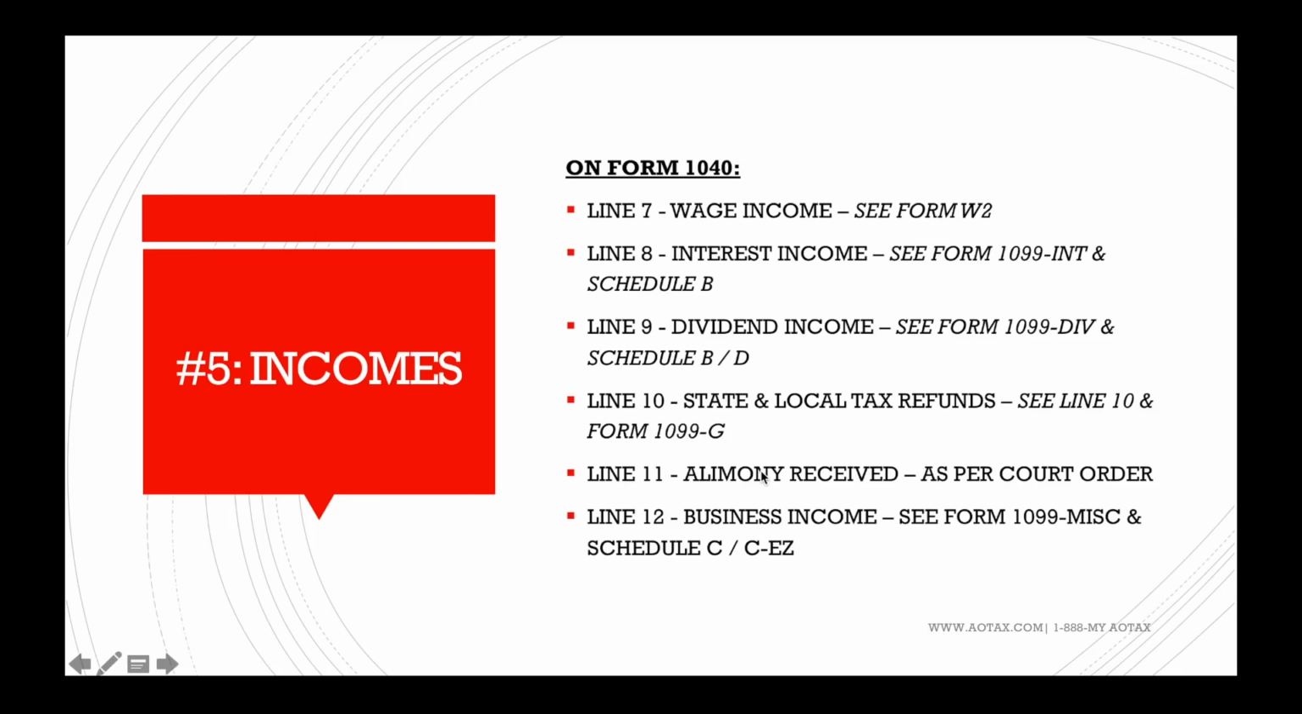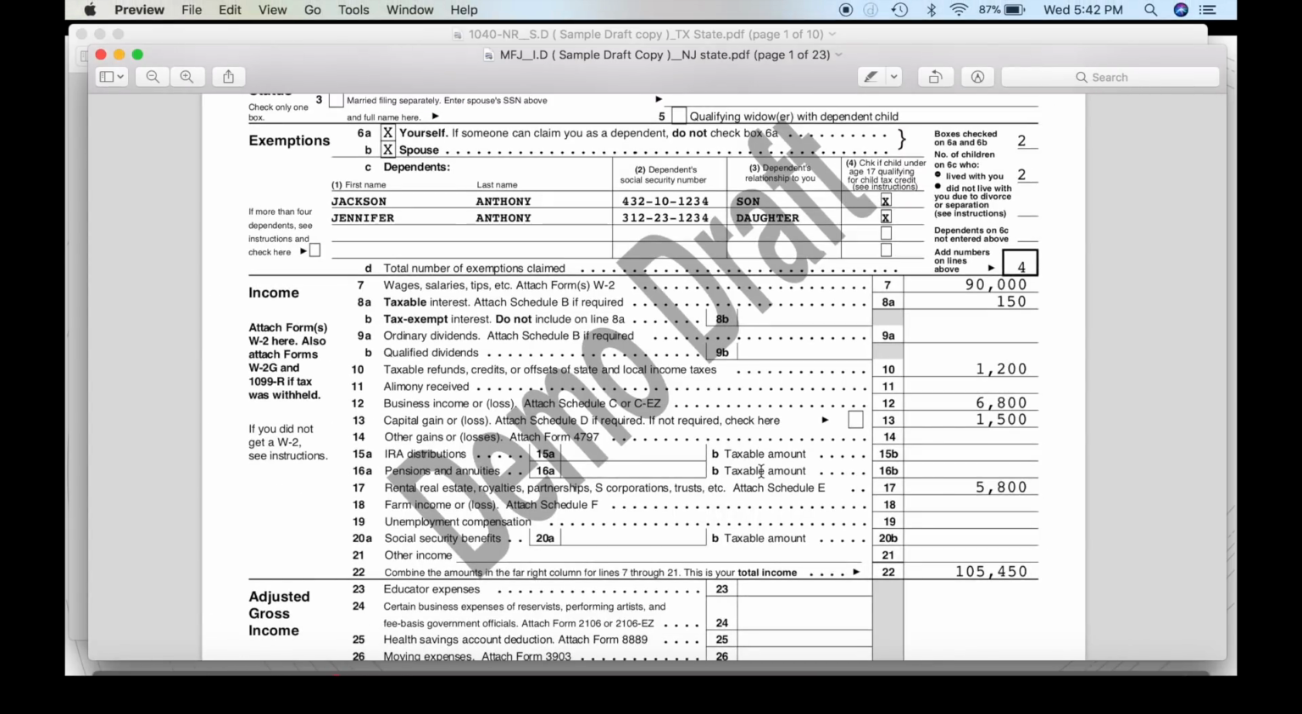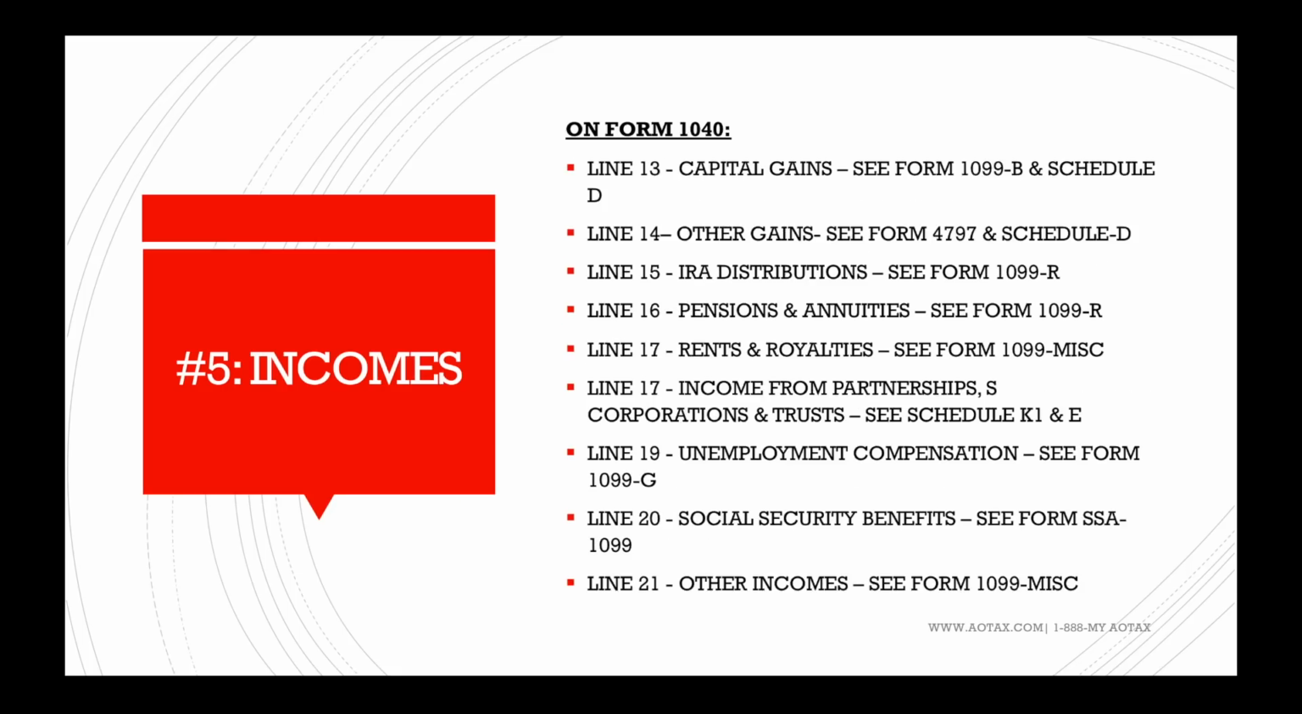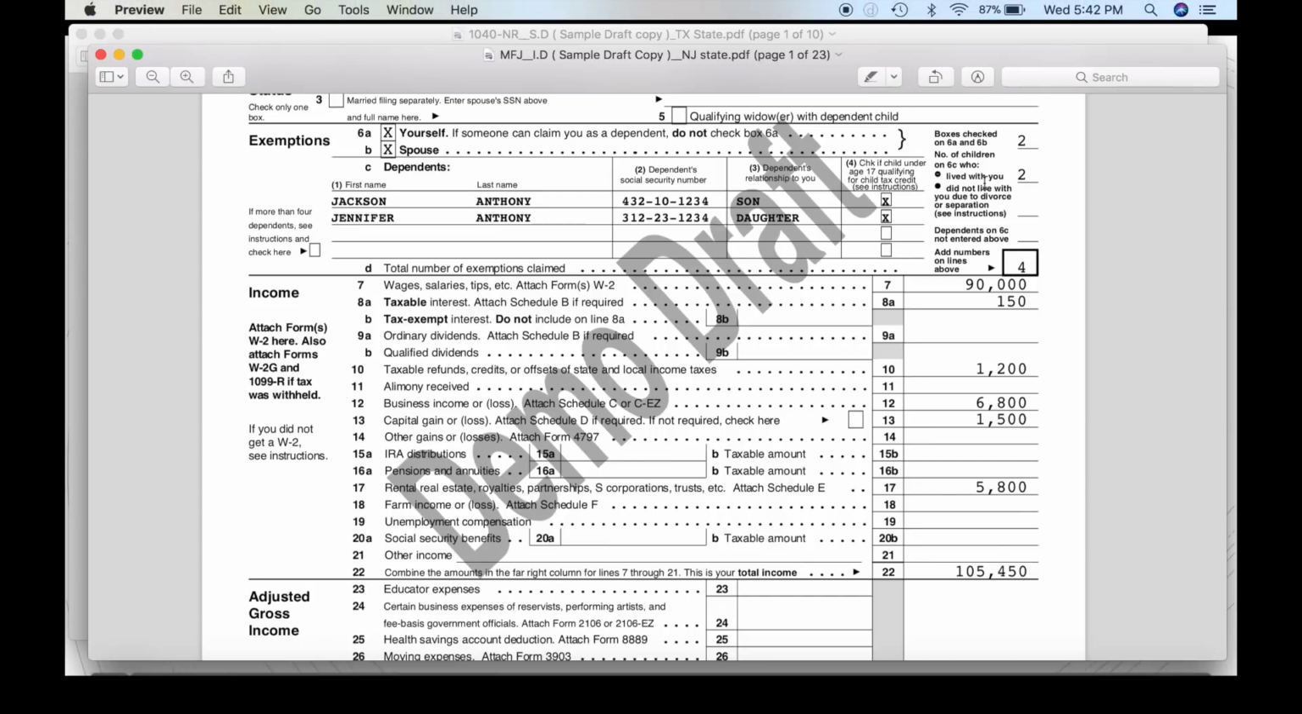Then line number 12, business income. In case you received a Form 1099-MISC as a contractor or something, you can enter that in the business income section. And the detailed calculation of how your profit has been arrived at, you can see on Schedule C or C-EZ. Then the other incomes that you can see there are capital gains. For that, please check your broker statement, that is Form 1099-B, and the worksheet Schedule D. And the capital gains are usually of 2 types, long-term and short-term. One year or more, it's long-term, and below 1 year, it is short-term.